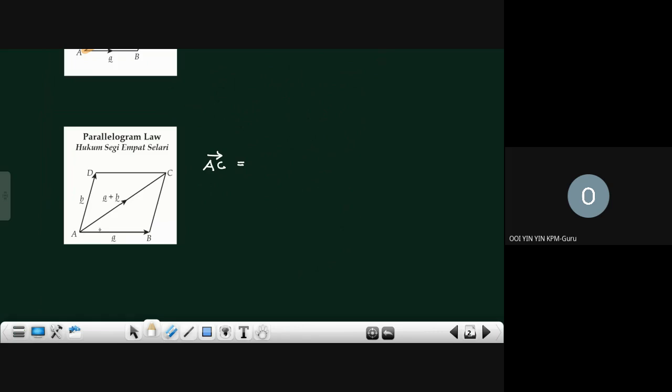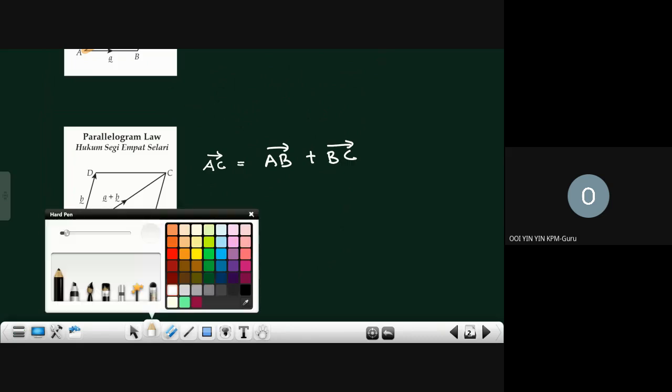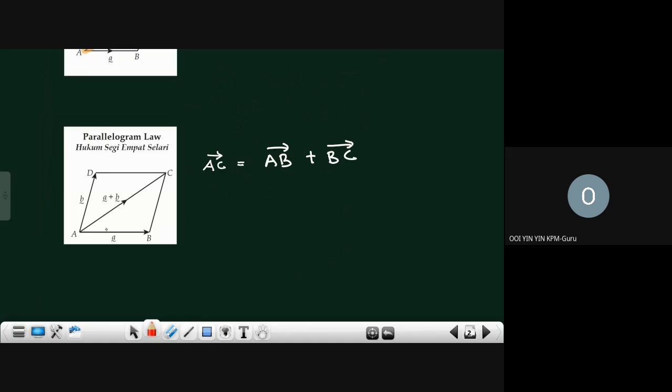One is you can start from your A, B, vector AB, and then plus with your vector B, C. Yes, AB, BC. Nah, maksudnya arah dia macam ni. The directions like come like this. Okay, A to B and then B to C. Yeah, this one. Okay, and then AB, of course, you have your value A here, right? Then how about your CB? CB, there's no value here, right? But then you know this is parallel with your AD.